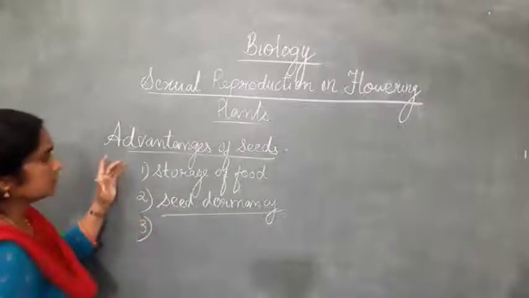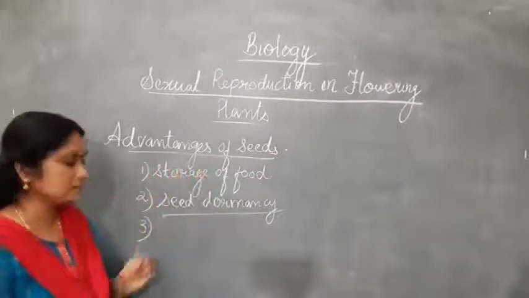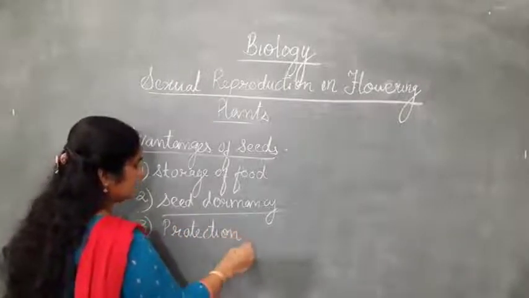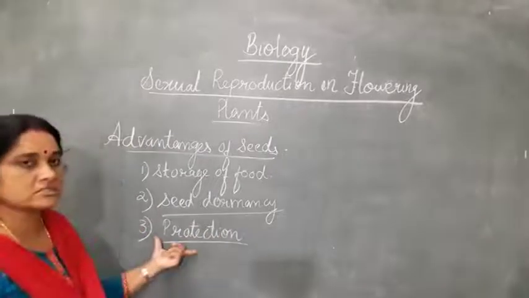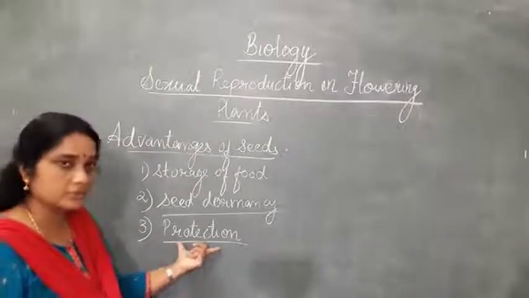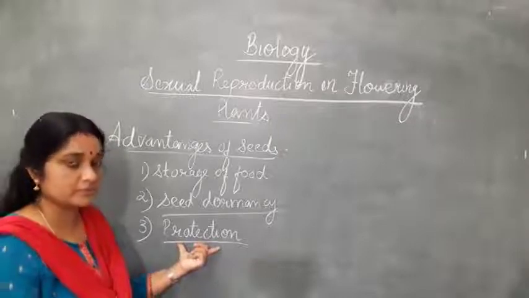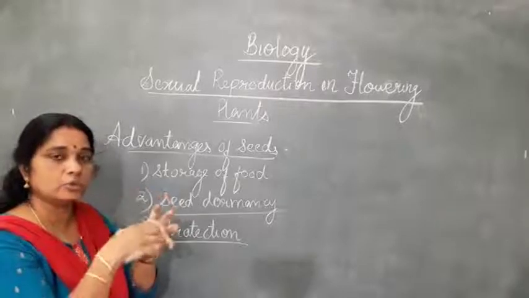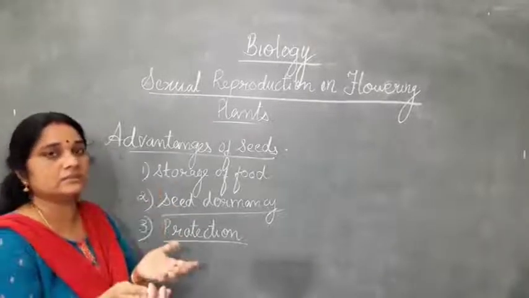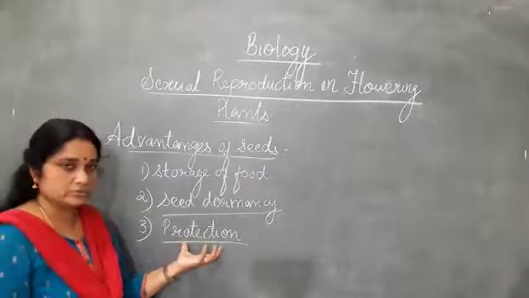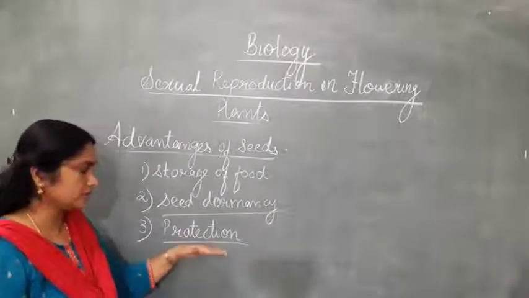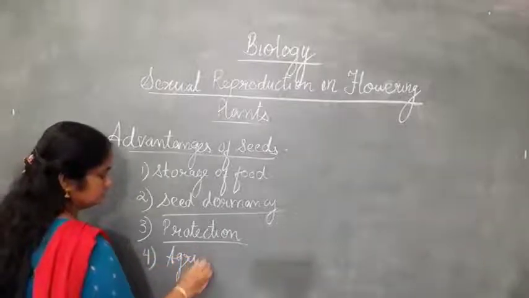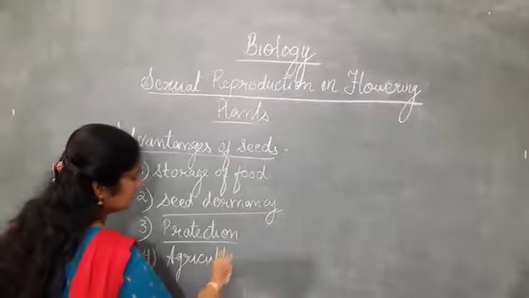Next, the advantage of seed is that it protects the growing embryo. Protection. It protects the growing embryo from any kind of mechanical injury, because inside the seed the hard coat, that is testa and tegmen, will not allow any mechanical injury to the embryo. So that is the main reason. And it is also a very important factor in the field of agriculture.